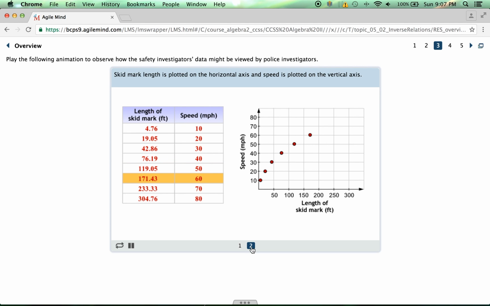What the animation is showing you is that if you flip the axes and switch the information from the x-axis to the y-axis and vice versa, then you have the inverse function. If you were to plot them both on the same graph, you would find that they were reflections across the line y equals x.